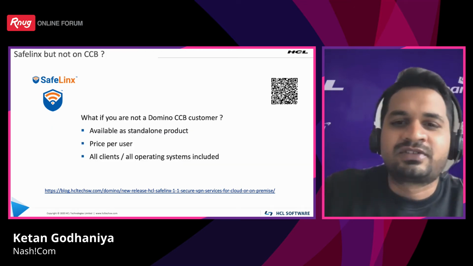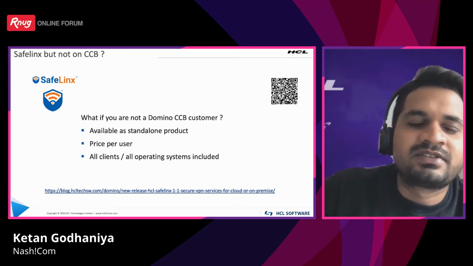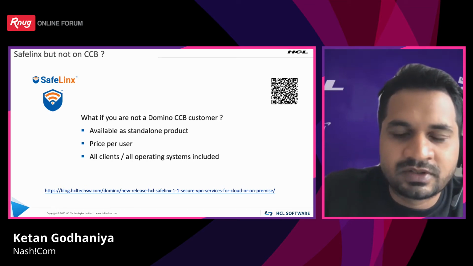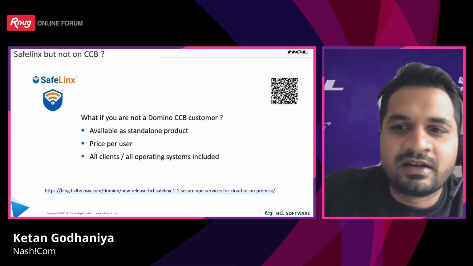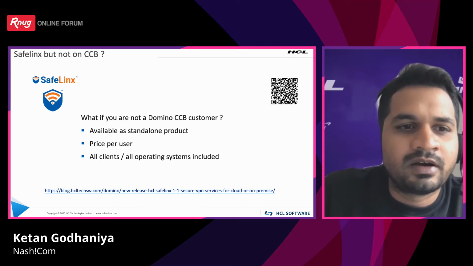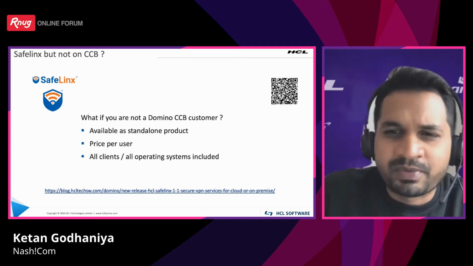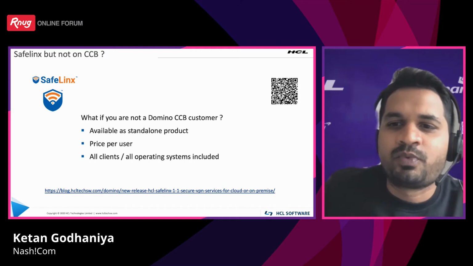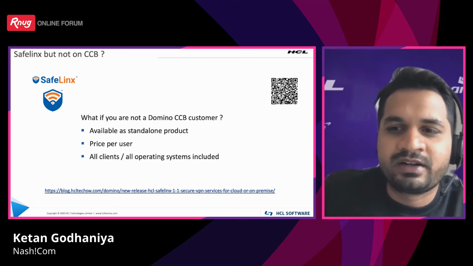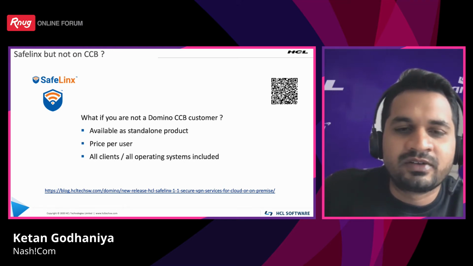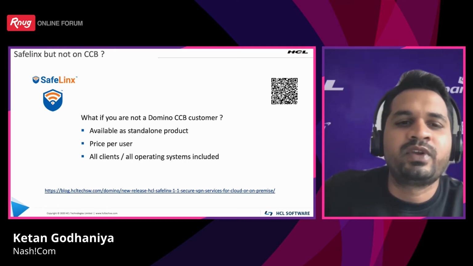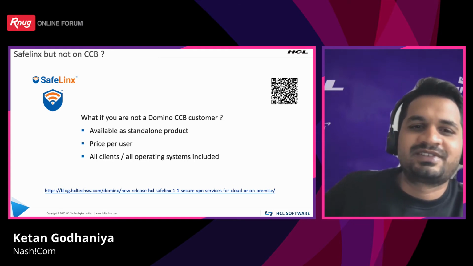And of course, if you are a non-CCB customer, meaning you don't have a CCB bundle, and you are a normal Domino customer, then Safelinx is available as a standalone product, with a price per user, meaning one license includes all supported servers and all supported clients. So Safelinx will be available as a standalone for all non-CCB customers and free for CCB customers.